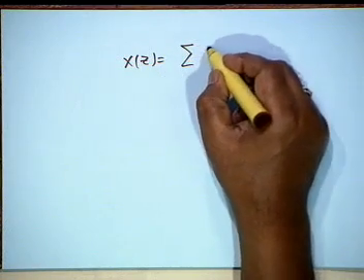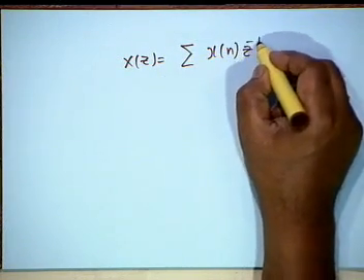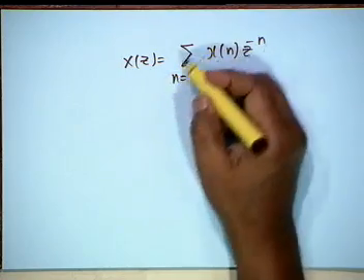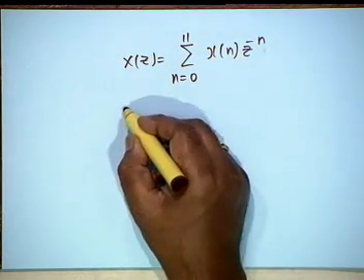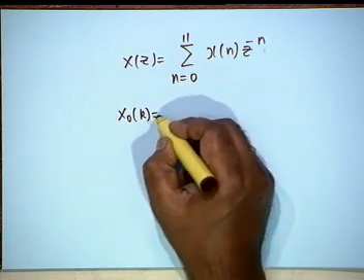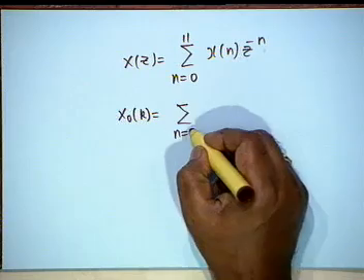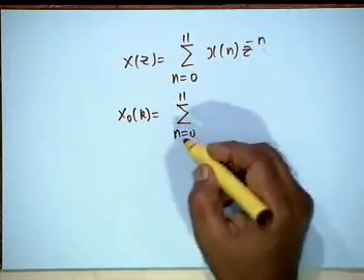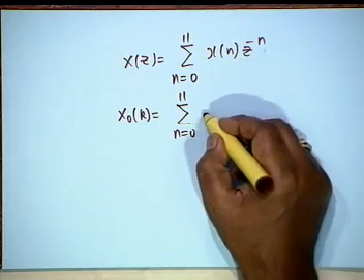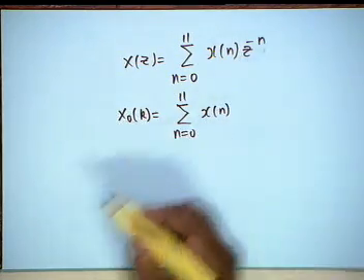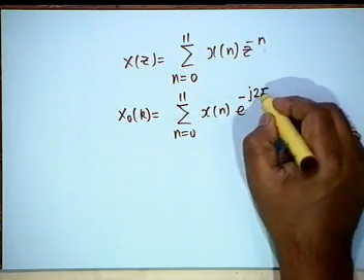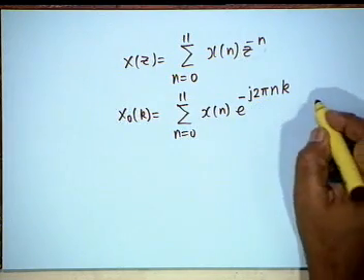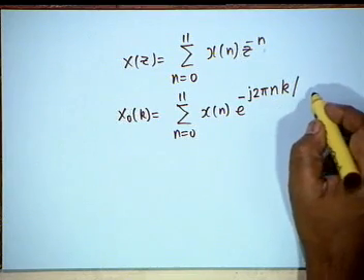The basics are that X(z) is equal to the summation of x(n) z to the minus n, n equal to 0 to upper limit 11. So, X0(k) is equal to the summation n equal to 0 to 11. These limits remain the same because x(n) remains the same. Only z changes, z to the minus n becomes e to the minus j 2 pi n k divided by 9.